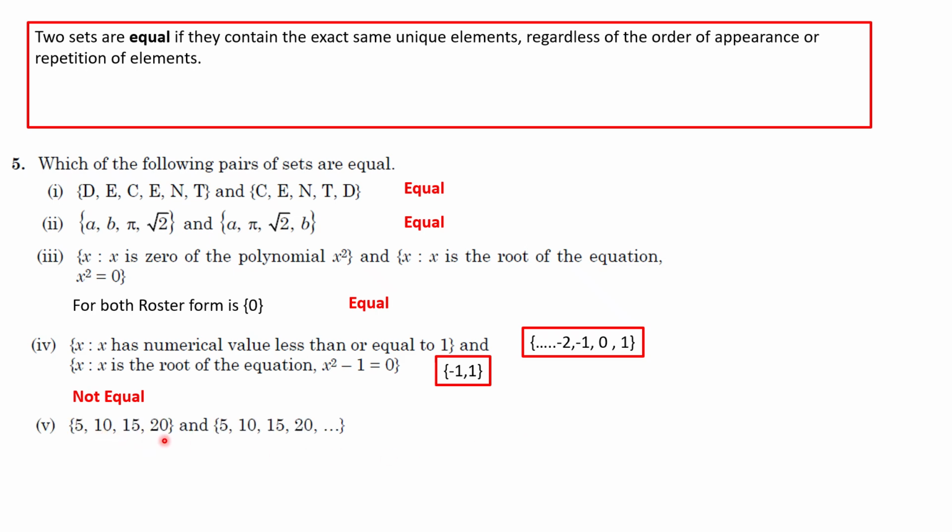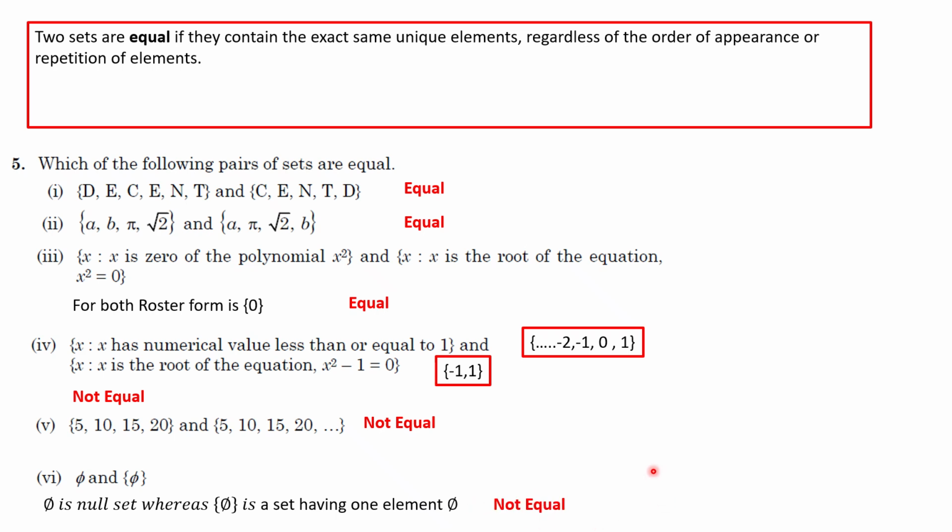Next is 5, 10, 15, 20 and here is 5, 10, 15, 20 and so on. Again, this is not equal because one is a finite set, one is an infinite set. Okay. So this is also not equal. Next, 5 and braces and inside that 5. The first one is a null set but the second one is a set having one element. Null set means nothing is there, but the second one has one element 5. So this is also not equal.